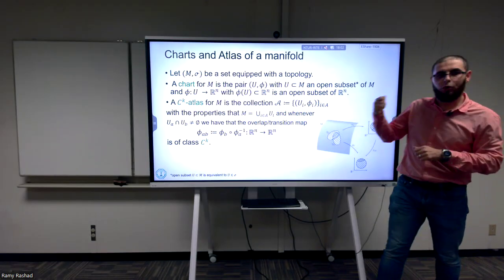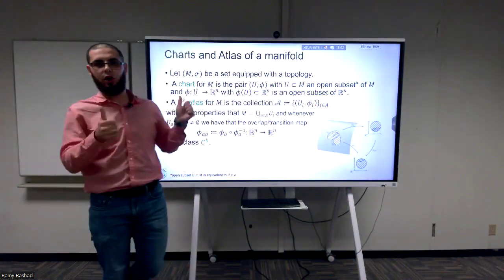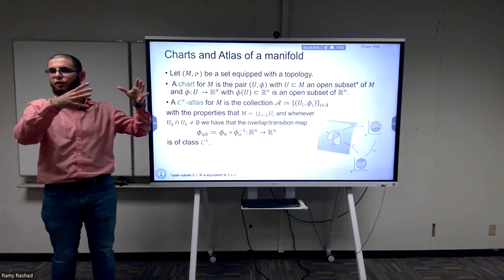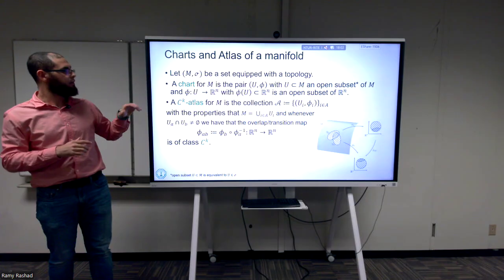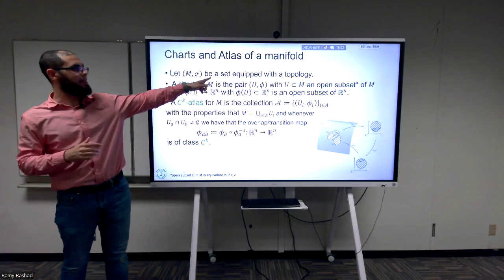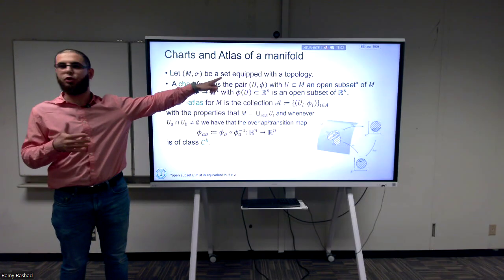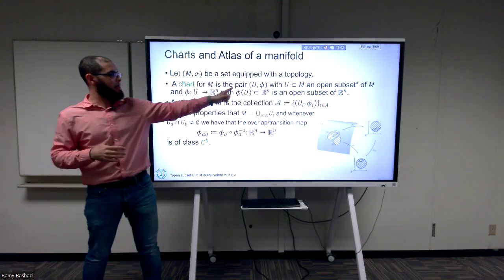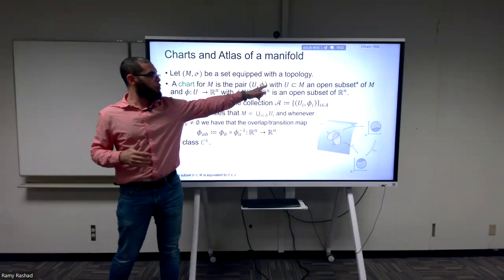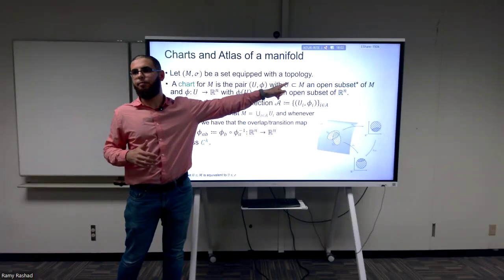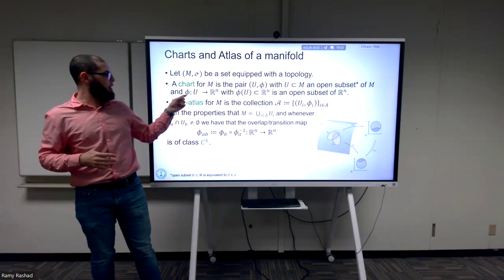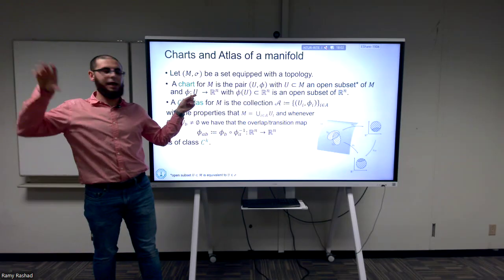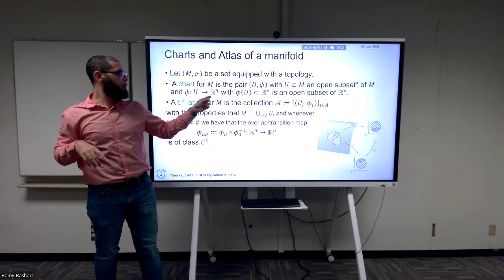Let's formally define, for a general manifold, what a chart and what an atlas is mathematically. It's the same intuition you saw with the surface of the Earth; these are the formal definitions. Let M be a set equipped with a topology, in other words, a topological manifold or topological space. A chart for M is the pair (U, phi), where U is an open subset of M, and phi is a map that takes a subset of the manifold M to Rn.